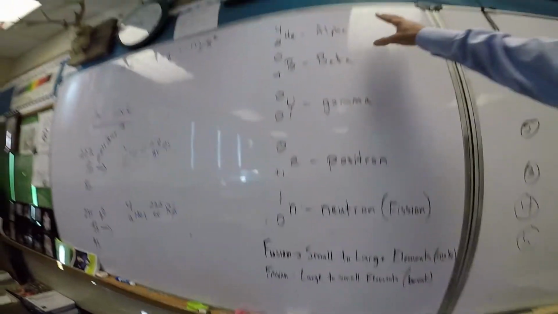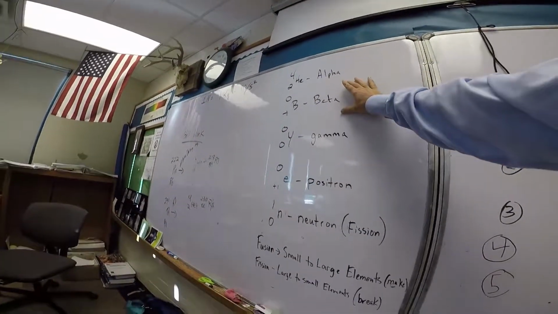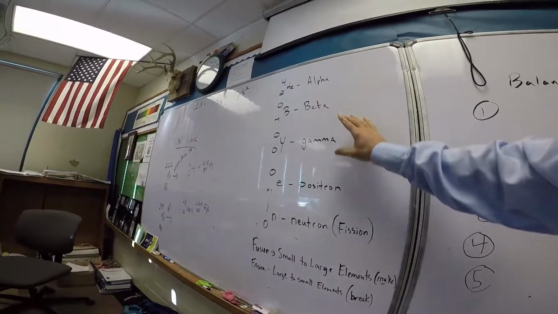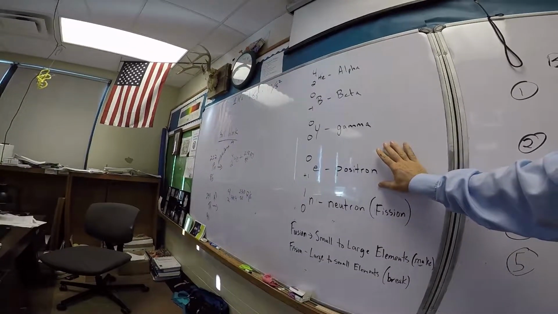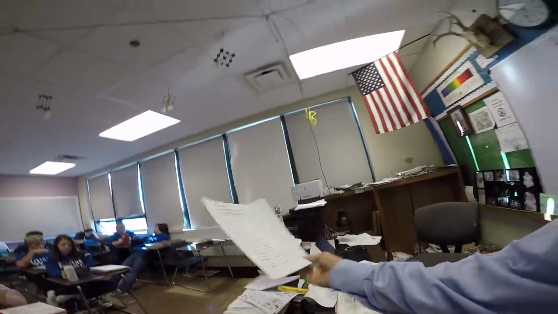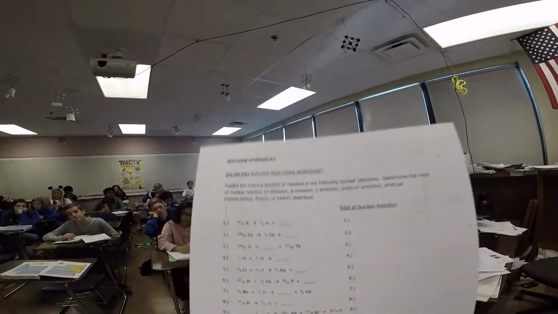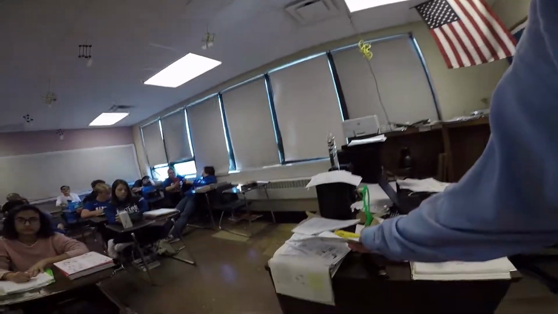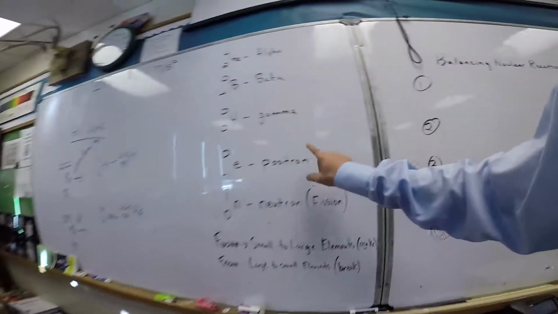All right, so over here on the board, we've got the alpha particle, the beta particle, the gamma, the positron. They're not labeled on the coloring sheet we gave you yesterday. So on this sheet, on the back of it, they introduce these particles, but they don't give you the symbols for them. So I'm just giving them to you right now.